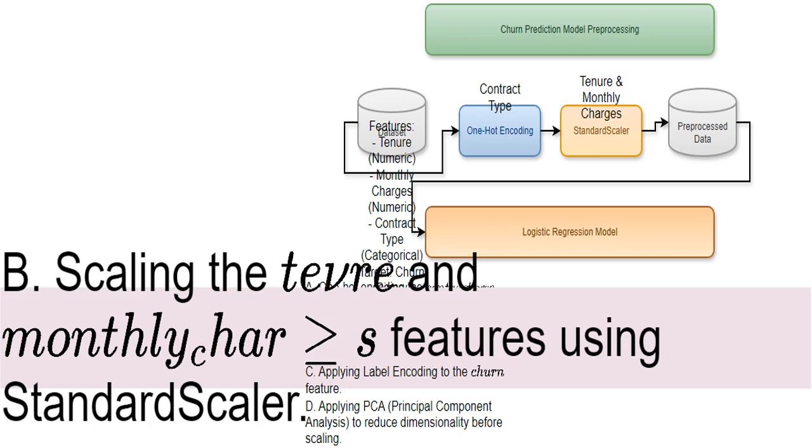I suggest scaling tenure and monthly_charges using standard scaler. Standard scaler transforms features to have a mean of 0 and a standard deviation of 1. This prevents features with larger values from dominating the model and improves the performance of many machine learning algorithms, like logistic regression. Think of it as leveling the playing field for your features.